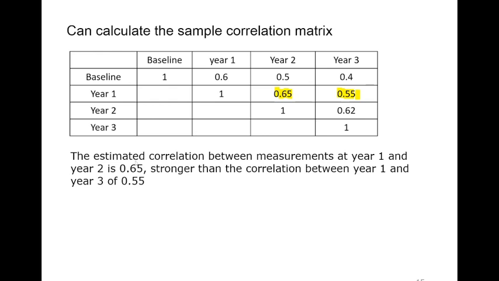And this table just tells you that the estimated sample correlation between measurements at year 1 and year 2 is 0.65, which is stronger than the correlation between baseline and year 1. So this is the sample correlation. We will use this correlation next time when we fit a marginal model and a linear mixed effects model. But here, we just want to get up front and get familiar with the fact that the data are correlated.